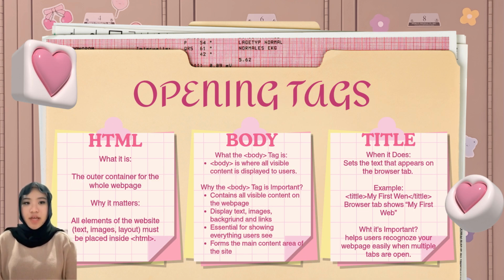Moving on, let's look at a fundamental part of web development, opening tags. On this slide, we will focus on three core tags that are absolutely essential for every single web page: HTML, body, and title. First up, we have the HTML tag. Simply put, this tag acts as the outer container for the entire web page. Why does it matter? Because all the elements such as text, images, and layout must be placed inside these HTML tags. Without it, the browser wouldn't recognize the file as an HTML document.